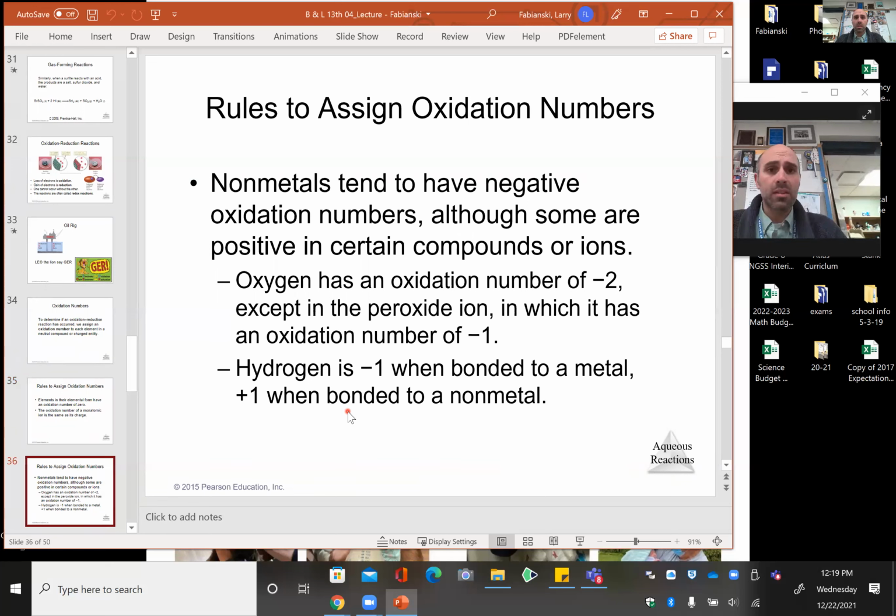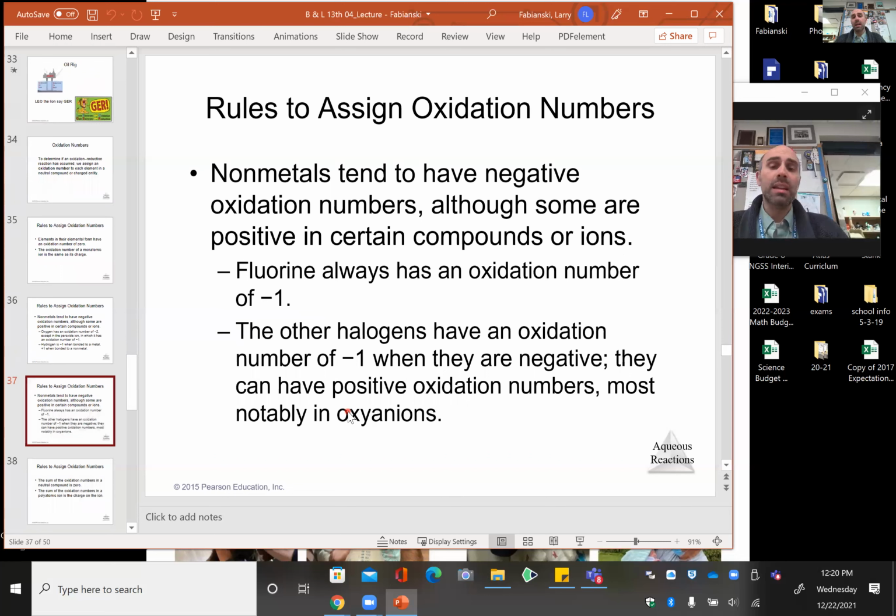Rules for assigning oxidation numbers, you know this. Oxygen has an oxidation number of -2, except for peroxide, which has an oxidation number of -1. Remember your polyatomics. Non-metals tend to have negative oxidation numbers, while metals tend to have positive. Hydrogen can be a -1 or a +1, depending on what it's bonded to. The hydrogen ion or the hydride ion, right? Fluorine is always -1. Other halogens are also -1, but they can also have positive oxidation numbers.